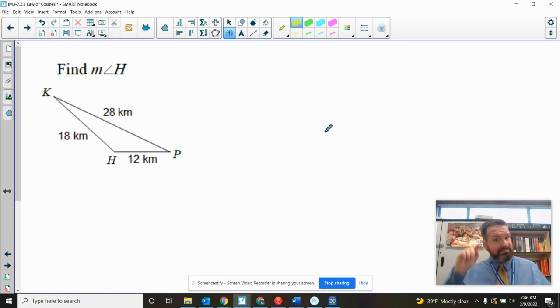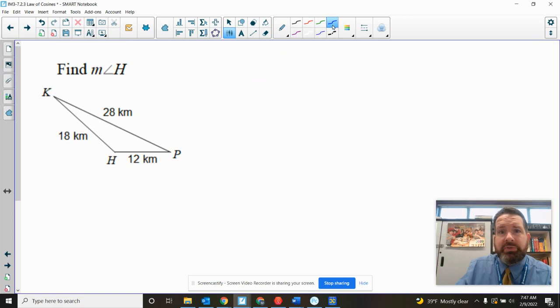Let's go again. As per usual, I would like you to pause and then unpause when you're ready to check things. Making a note here, this is the angle I care about, so that's my big C, making that my little c.